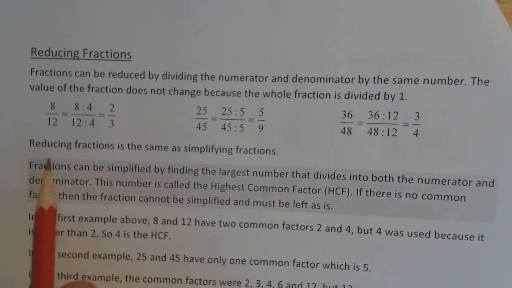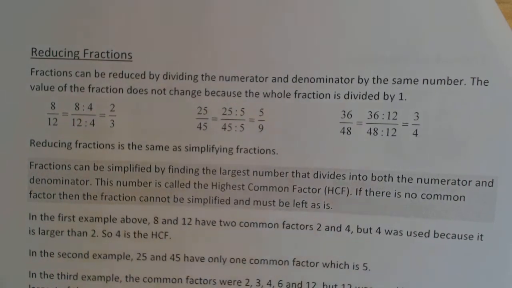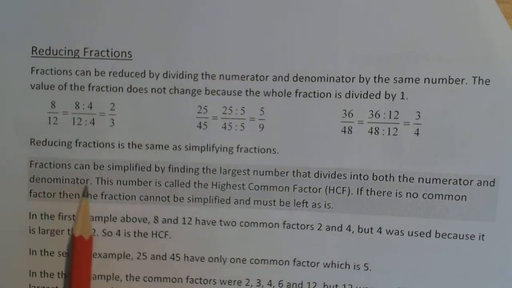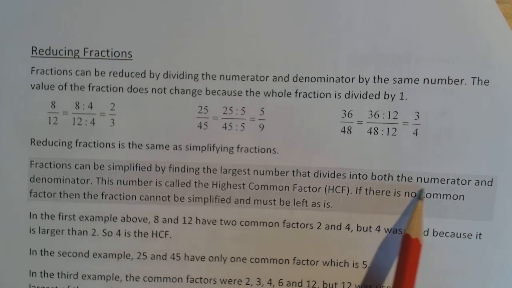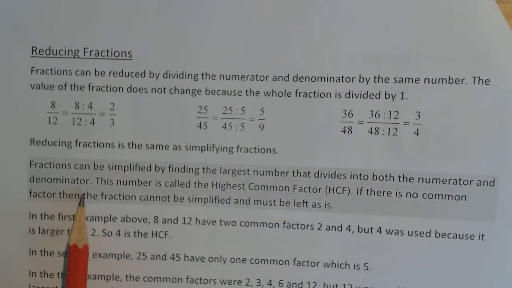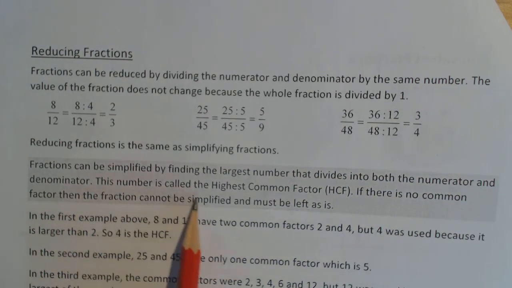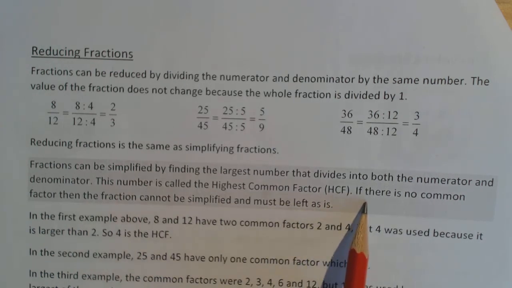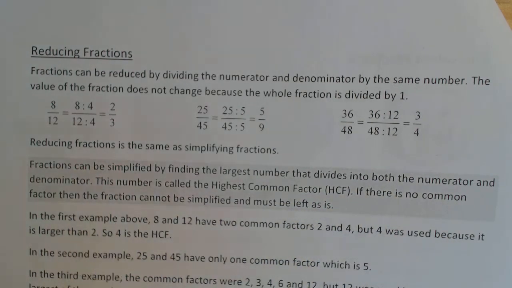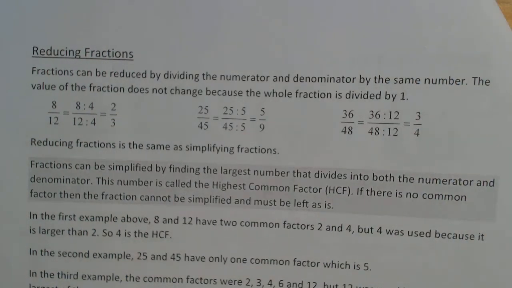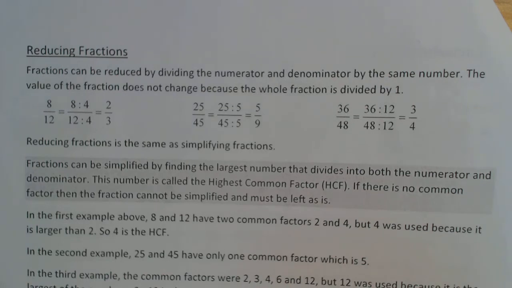Okay, so let's have a look here. Reducing fractions is the same as simplifying fractions. So fractions can be simplified by finding the largest number that divides into both the numerator and denominator. This number is called the highest common factor. Now, if there is no common factor, then the fraction cannot be simplified and it's just left as is.